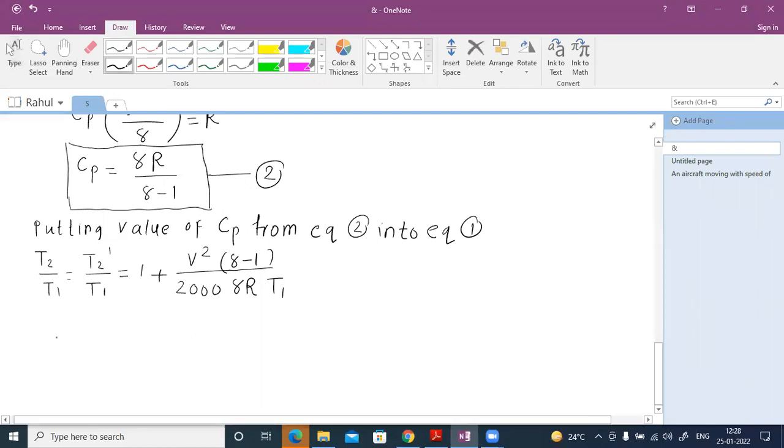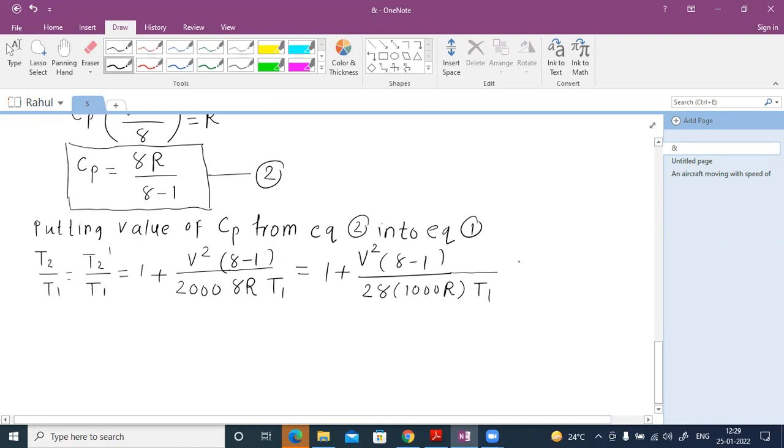So let us try to further simplify this equation. I'll simplify this as 1 plus V square into gamma minus 1 divided by 2 gamma into 1000 into R into T1. See how I'm rearranging it. So this equation you can use.